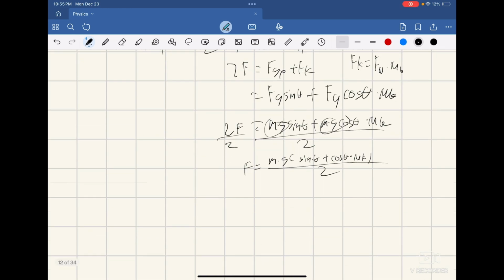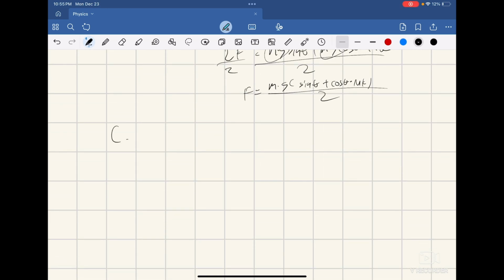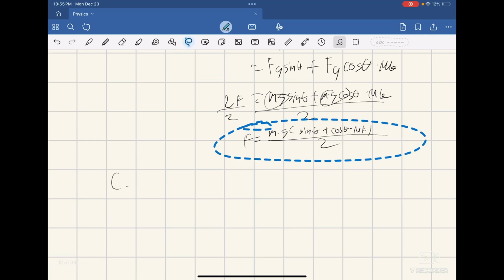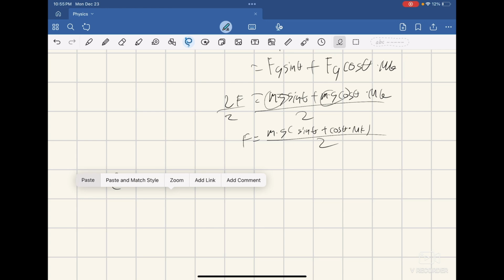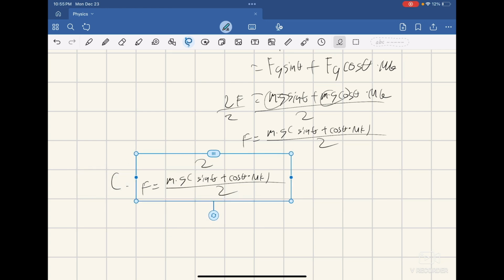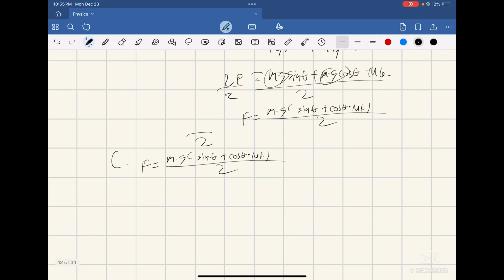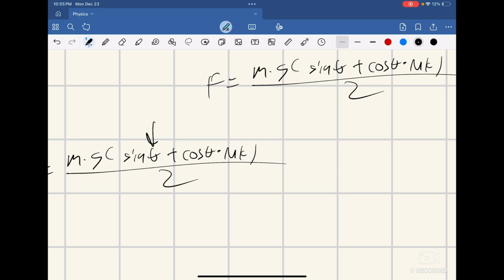Alright, for part C, we're asked: if the angle of the ramp is decreased, then the magnitude of the applied force needed to move at the corner would... Alright, so using the same formula right here, given that everything else stays the same, m is still 0, so we can still use this, and nothing else changes aside from the fact that sine theta will change.